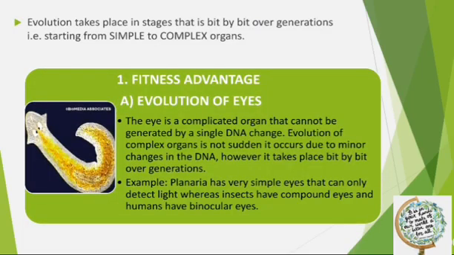Let us see the example of evolution by stages. If you look at the structure of the eye, it is a very complex organ. But could such a complex organ be developed by a single change in DNA? Such an organ must have been created in stages over many generations.